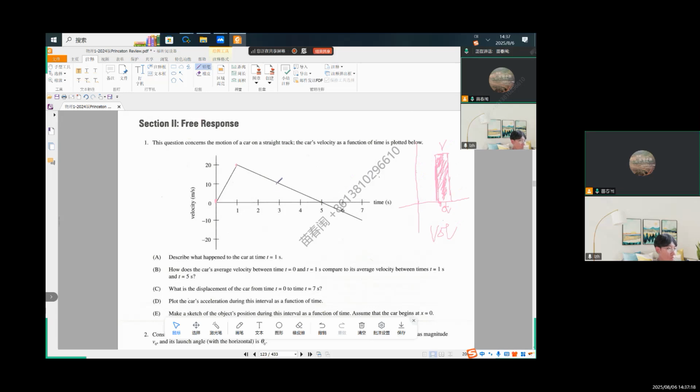Can you imagine that all this is rectangular? Every line I draw is a rectangular area. I just add them all together. Does that make sense? So since V times T is going to be my area, the area covered in here is going to be my displacement. I need calculus to totally prove it, but hopefully you can get the sense.